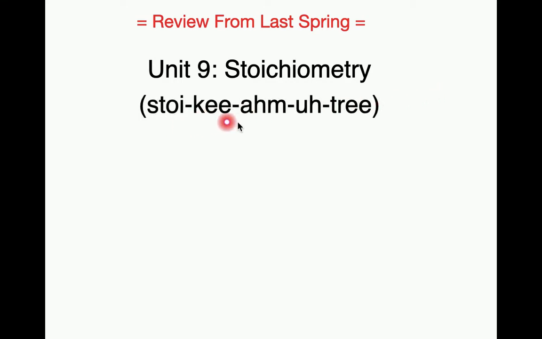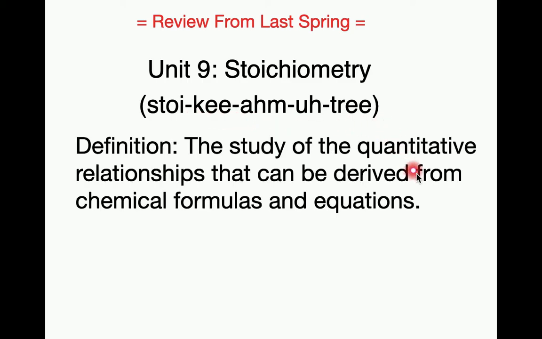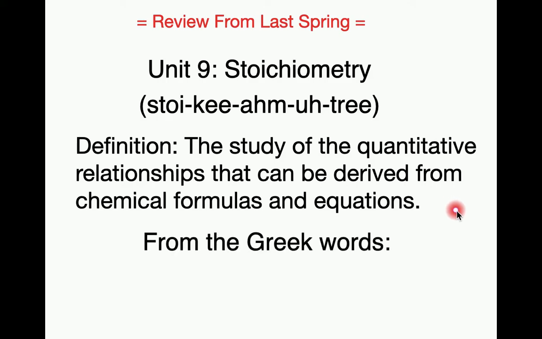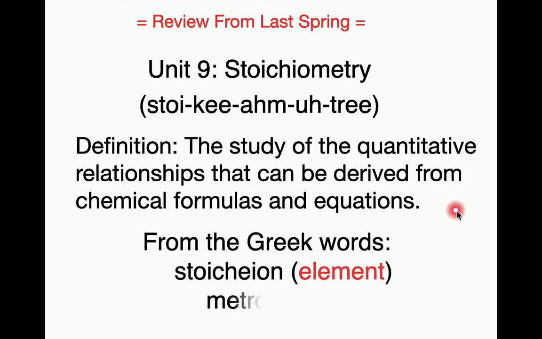All right, this is review from last spring, our Unit 9 on stoichiometry. Phonetic pronunciation, stoichiometry. Definition: the study of quantitative relationships that can be derived from chemical formulas and equations. The key aspect of a stoichiometric calculation is that we need a balanced chemical equation. It comes from the Greek words stoichion, which means element, and metron, which means measure.